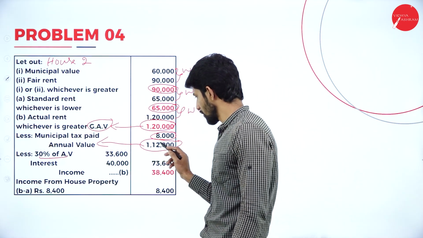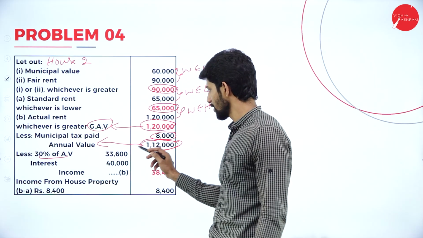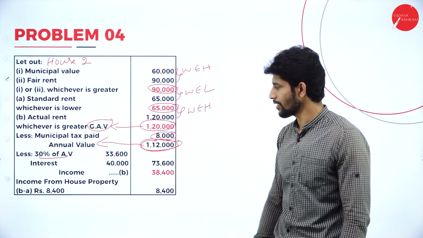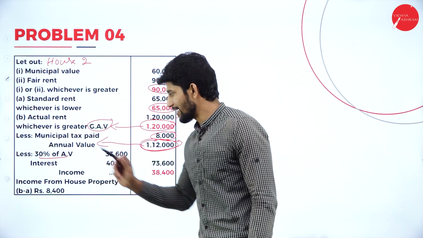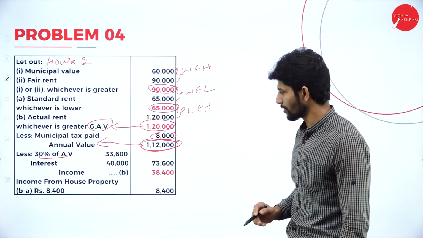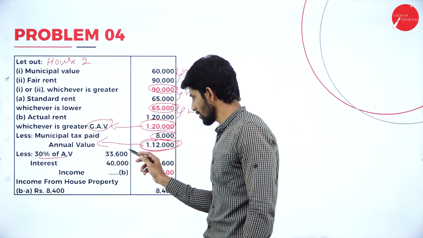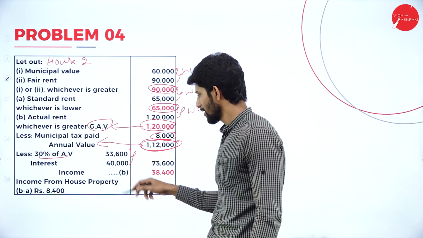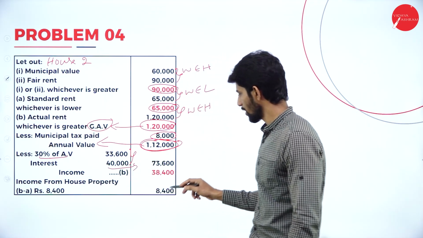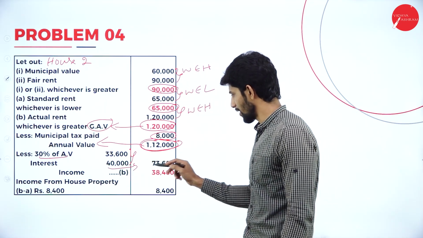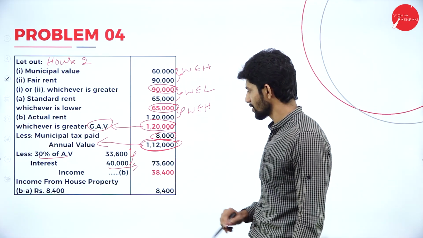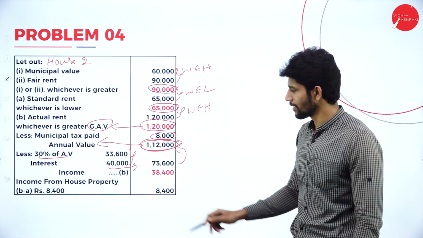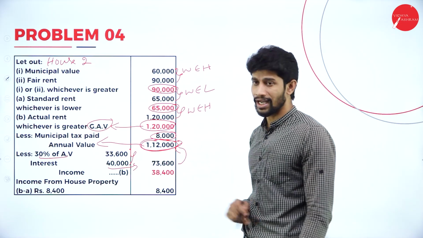So compute 30% on this 1,12,000. You will get 33,600. Interest is also given, how much? 40,000. So total, this 40,000 plus 33,600, totally 73,600. So deduct this 73,600 from 1,12,000.